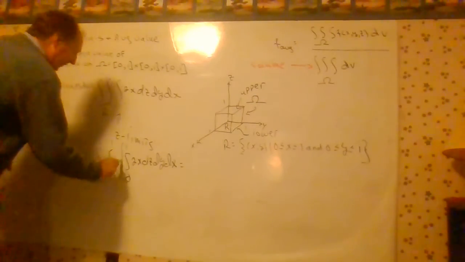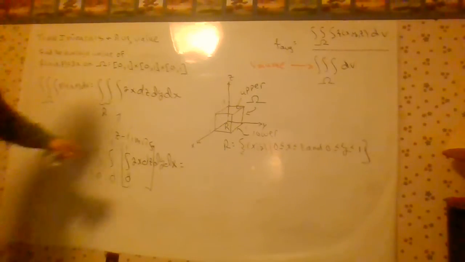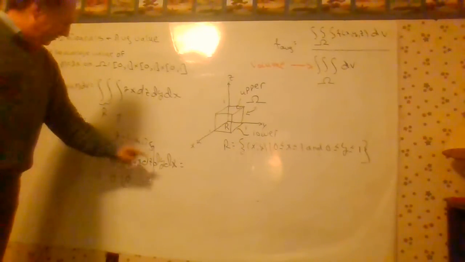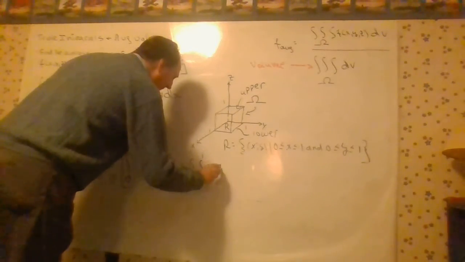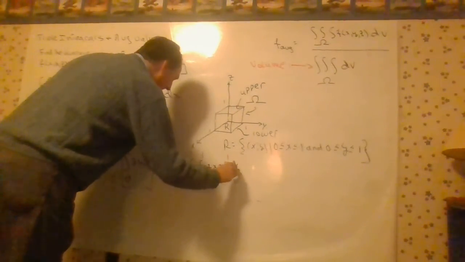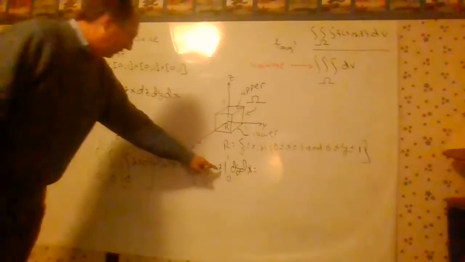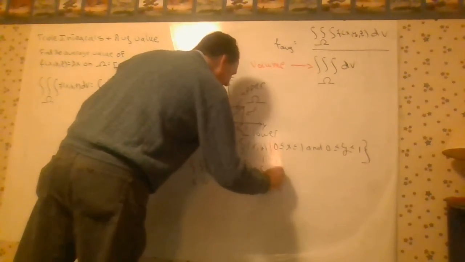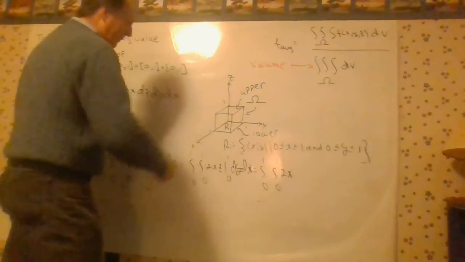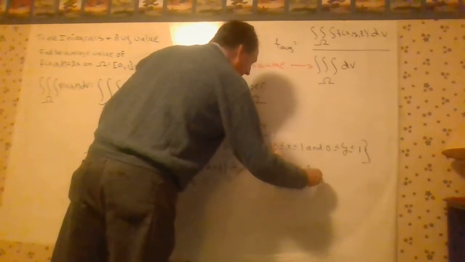Now we can go about evaluating this integral. We can start here. Okay, 2x is constant, so we're going to integrate dz and get z. So we have integral 0 to 1, integral 0 to 1, 2xz from 0 to 1, dy dx. Substitute for z, and we get integral 0 to 1, integral 0 to 1, 2x. You can put in 1 minus 0, which is just 1, dy dx.